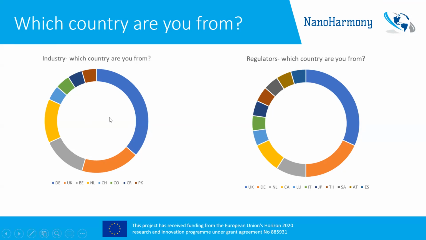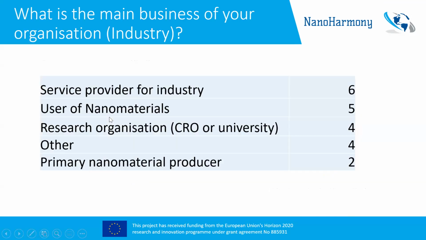For the industry participants, we asked them what's the main business of their organisation using some very simple categories. So the majority were from either service providers or users of nanomaterials. We then had some research organisations, some people who describe themselves as other, and in some ways, somewhat surprisingly, we only had two organisations that describe themselves as nanomaterial producers.